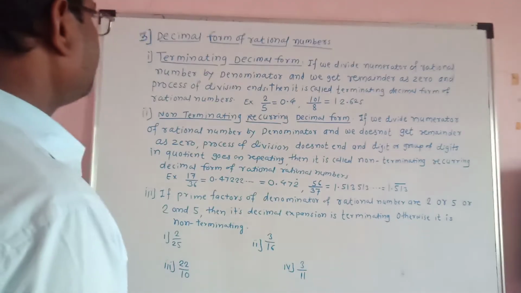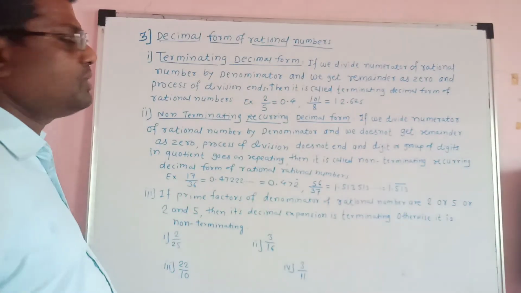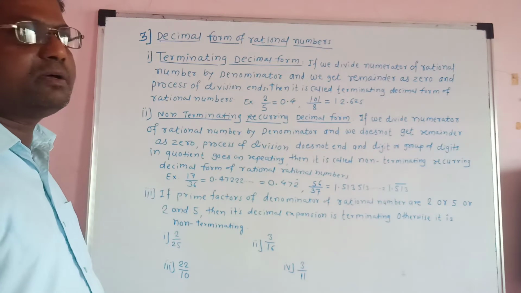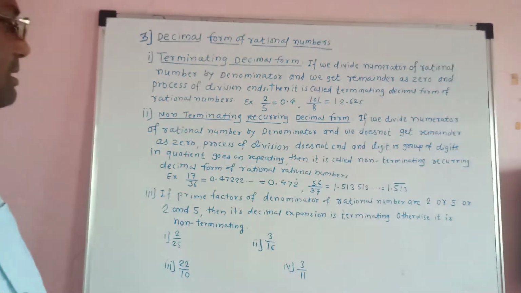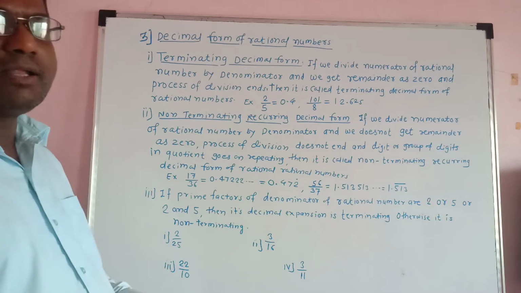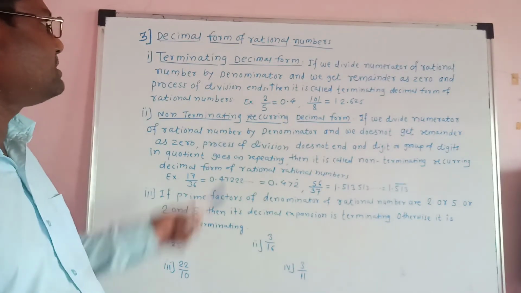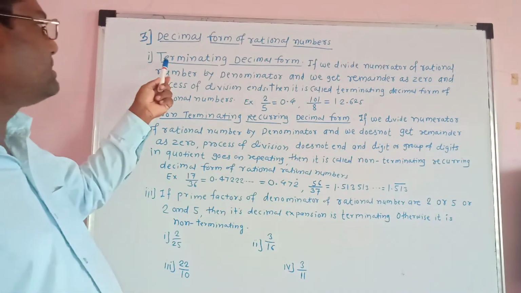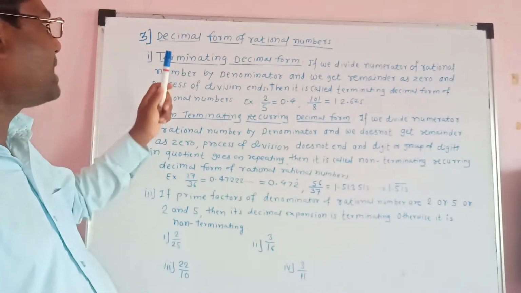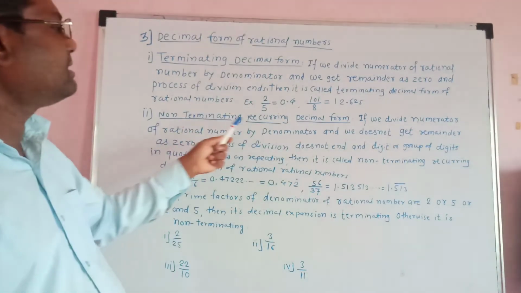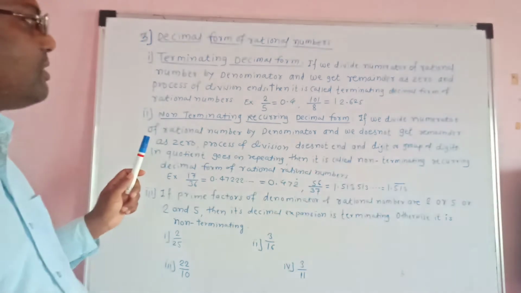Decimal form of rational numbers. We know that rational numbers are in the form of numerator and denominator. If we divide the numerator of a rational number by the denominator, we get the decimal form of that rational number. Now these decimal forms are of two types: terminating decimal form and non-terminating recurring decimal form.